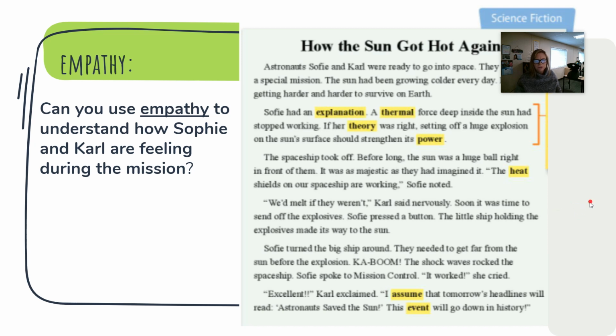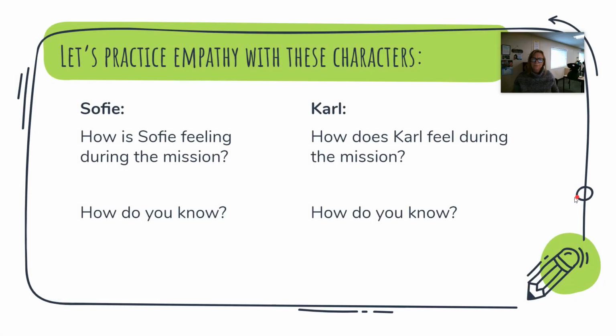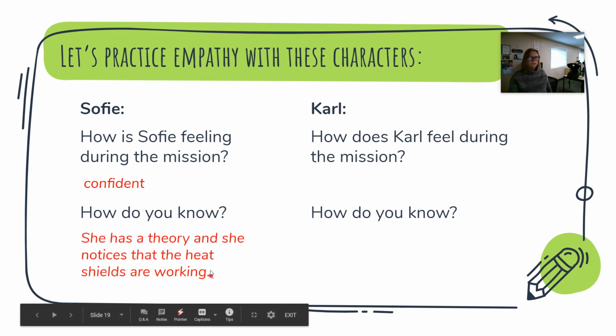Is she sure of herself? Is she nervous? What about Carl? Is he nervous or is he sure of himself? Who's kind of being in charge here? So looking back, Sophie's feeling pretty confident during the mission. She has a solution. She has a theory. She steers the ship. She feels ready to go. She notices that the heat shields are working. So everything she says is positive about this mission.